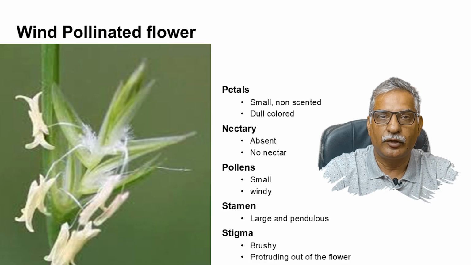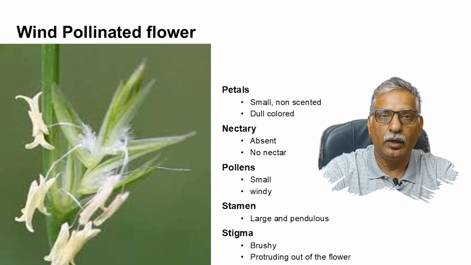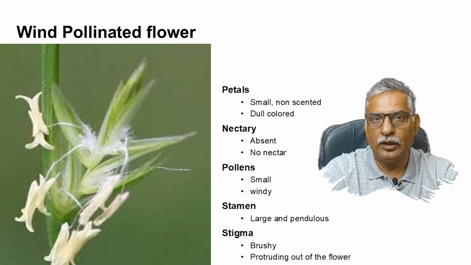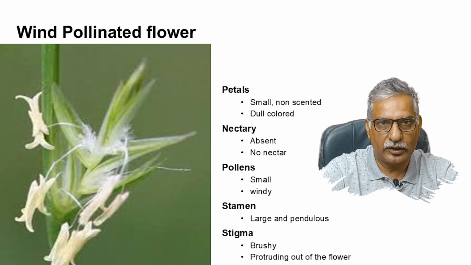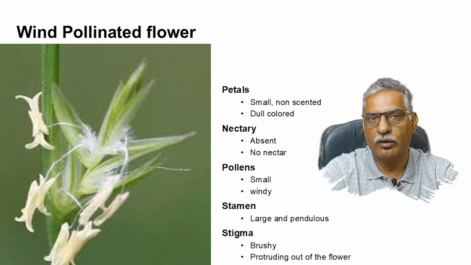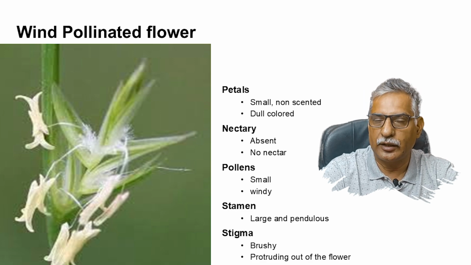Pollen grains that are produced in the anthers are produced in large number. They are very small, so that their density is lighter, and they can float at larger distances even in still air. And the carpel has a stigma that is provided with hair-like extensions. That's why we call it either feathery or brushy. That is increasing the surface area because it has to catch pollen grains floating in the air.